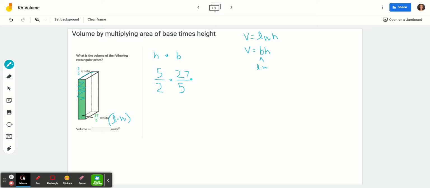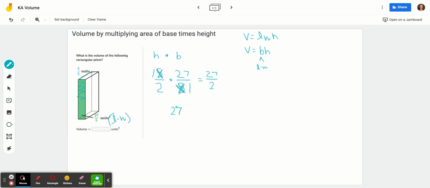So we can simplify before we multiply here. I see 5 and 5 as a numerator and denominator. 5 will go into 5 one time. 5 will go into 5 one time. And 2 and 27 have no common multiples. 1 times 27 is 27, and 2 times 1 is 2. Let's go ahead and divide that to see what we get for our simplified answer.